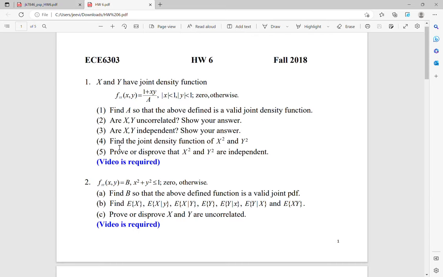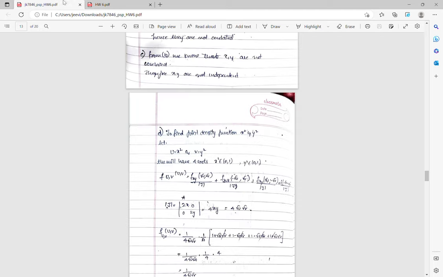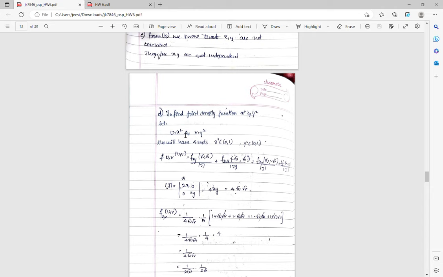In the fourth part, we are supposed to find the joint density function of x square and y square. Therefore, let us assume that x square is equal to u and y square is equal to v. Now, this will have 4 roots. Therefore, the probability density function of u comma v will be equal to the probability density function of root u root v plus the probability density function of minus root u root v plus the probability density function of root u minus root v plus the probability density function of minus root u minus root v, divided by mod j.